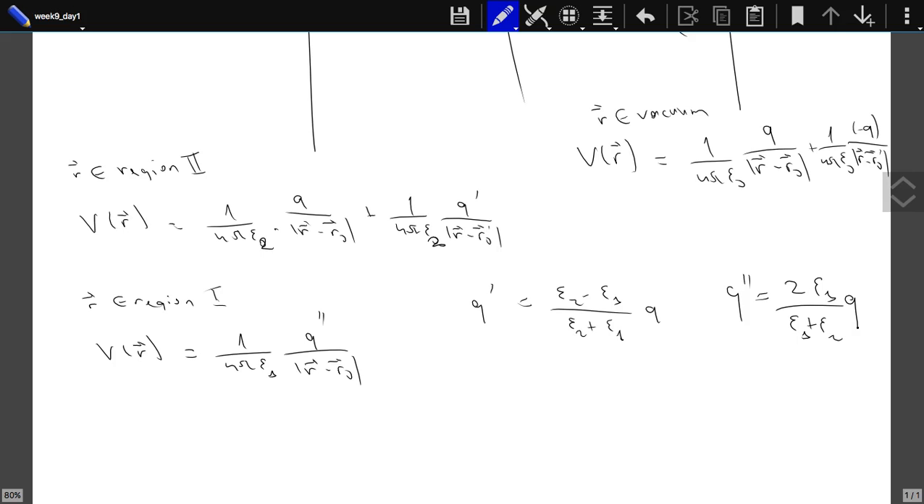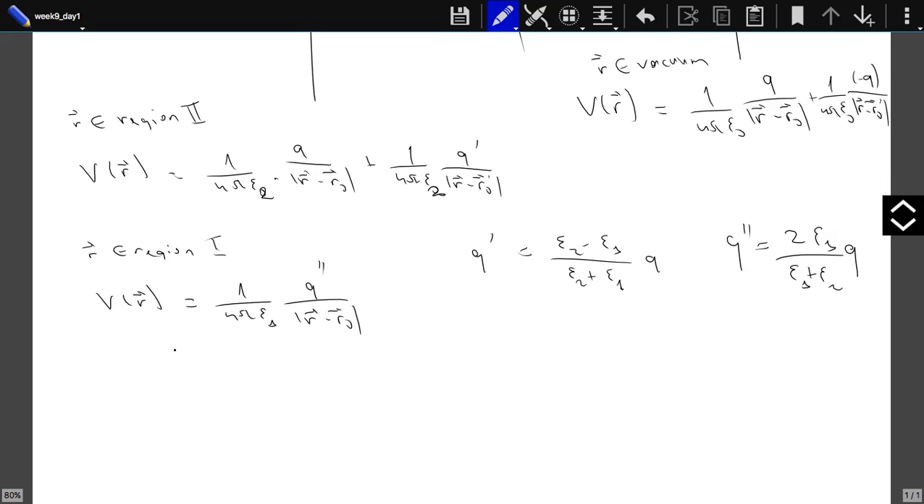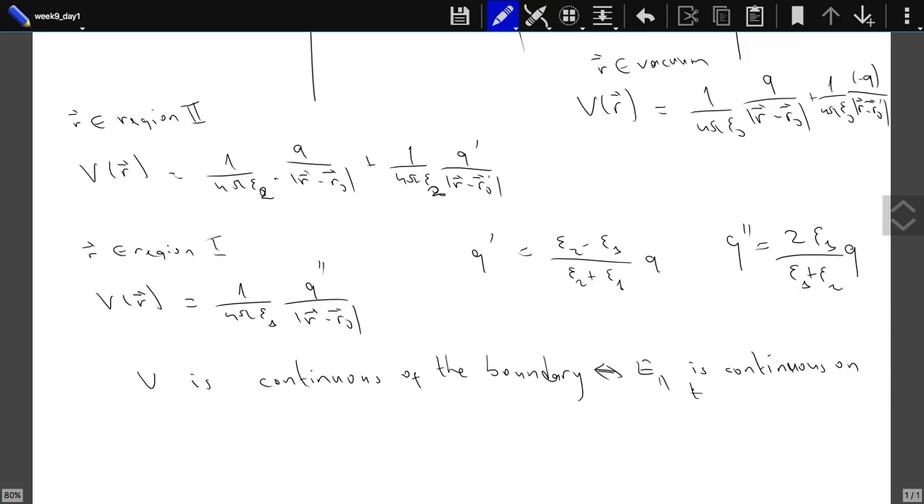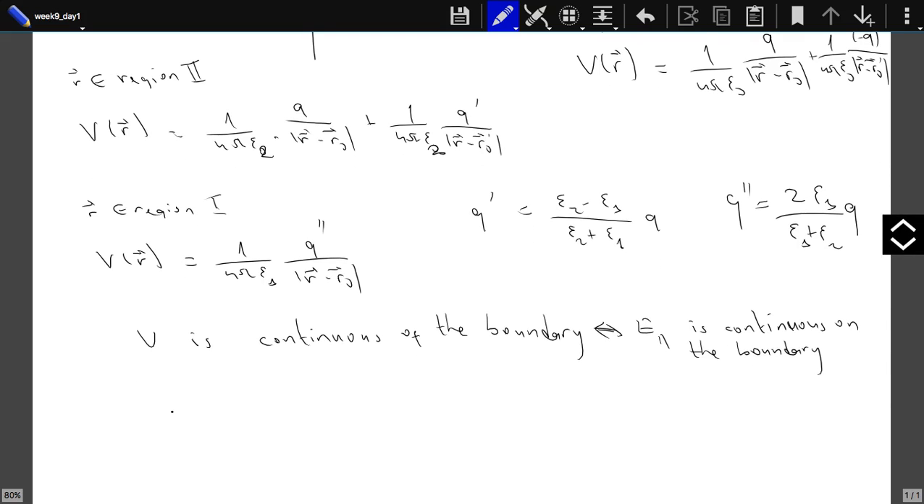Now, how did we obtain those? Well, we know the properties of the potential. V is continuous on the boundary, which is, in fact, the same thing as saying that E parallel is continuous on the boundary. And D perpendicular is continuous on the boundary.